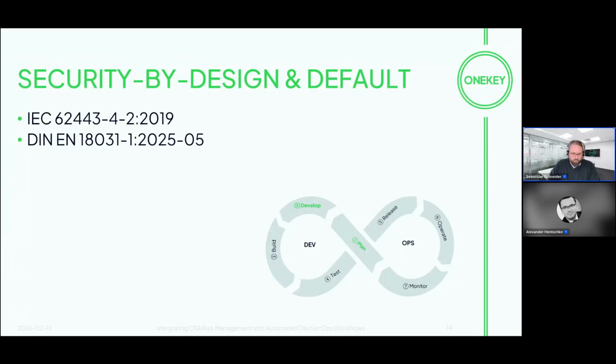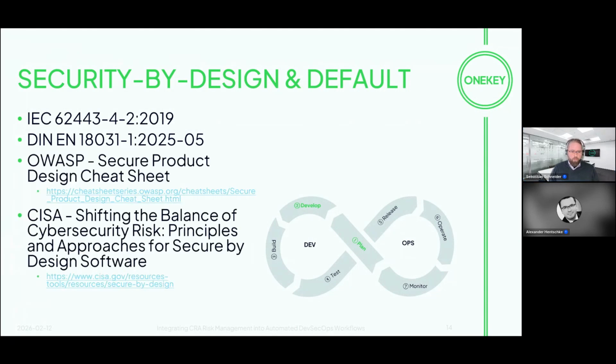And also, as a side note, the 18031 will also be factored into the Cyber Resilience Act, because it is not planned to have two competing cybersecurity standards for products on the EU market, regardless of whether they are just products with digital elements or somehow radio equipped. But there are also other sources. So you could look into the OWASP Secure Product Design cheat sheet, a very good overview and a way to get started to get the idea of what secure by design actually means.